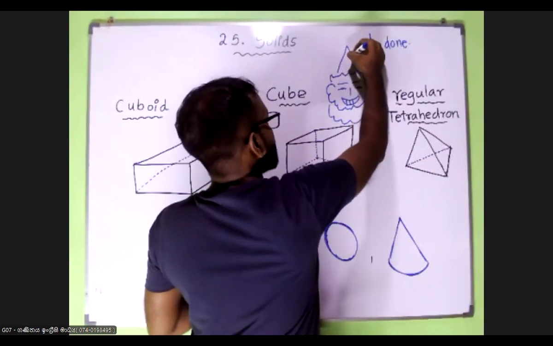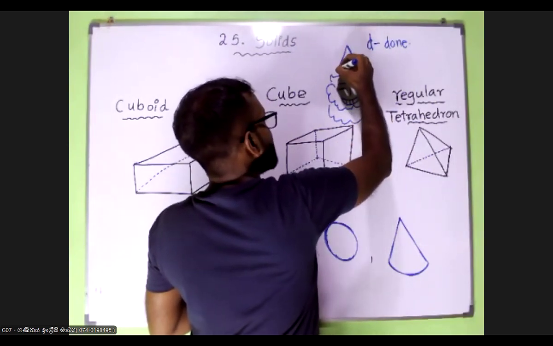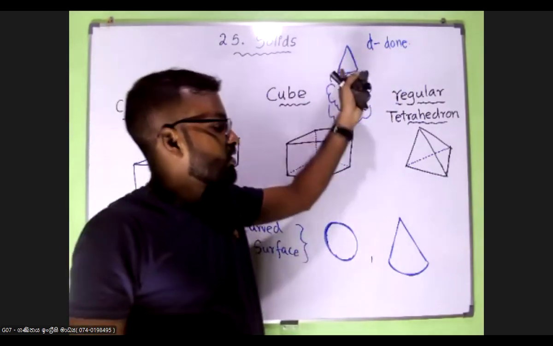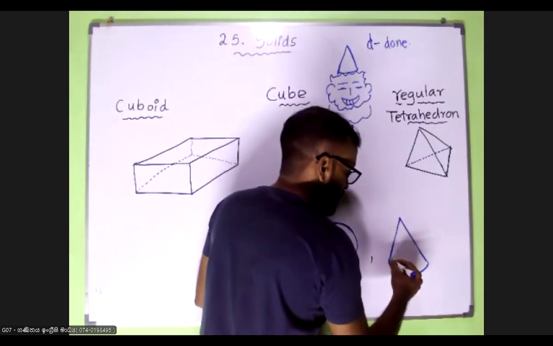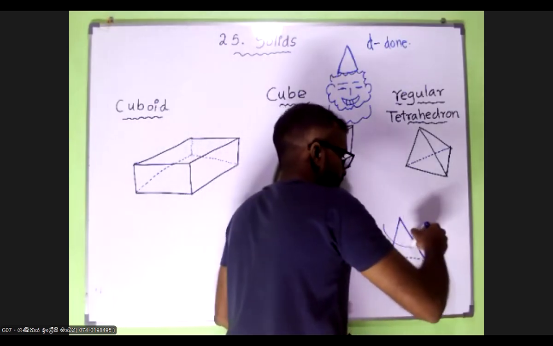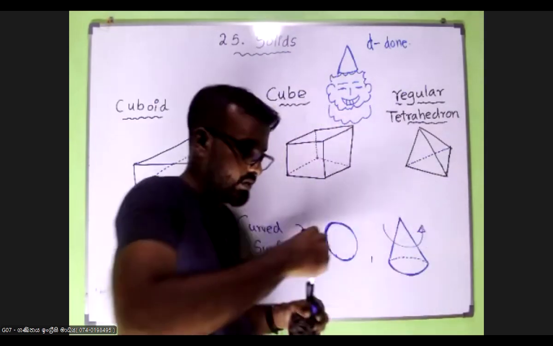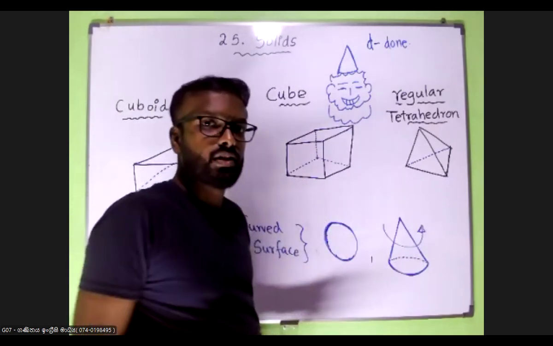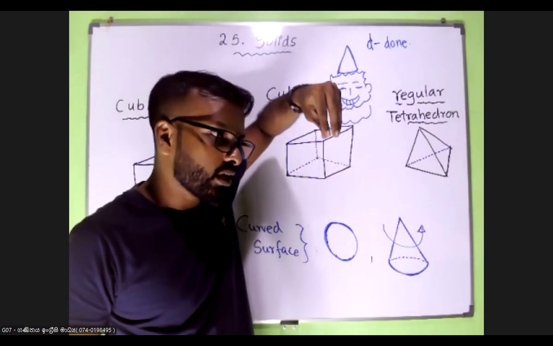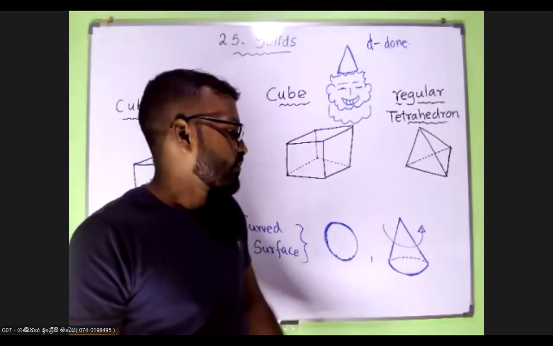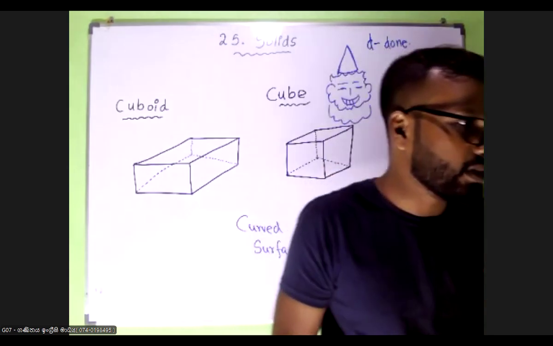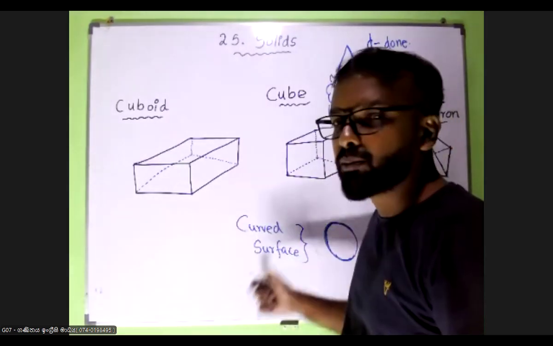So the hat is like this. So this is a cone, right? This hat is a cone. Basically this surface is curved, and on the top you can find a point, and it is like a cone. These are the examples for curved surfaces. These things you can remember, guys.